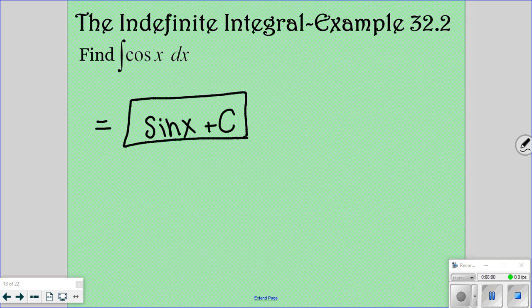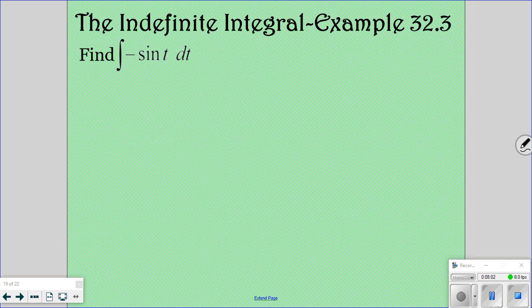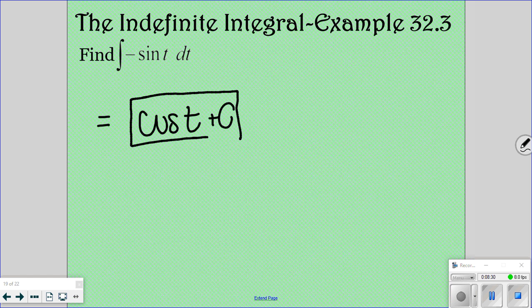Okay, so now let's try another one. The integral of negative sine of t. So again, I know that sine and cosine are related. They go back and forth. So I'm just going to pick the cosine of t. Now let's check. What is the derivative of the cosine of t? The derivative of cosine of t is negative sine of t, which is what I have right here. So this is the correct guess. And then you have to put plus c to finish it out. Okay, so that's how that works.